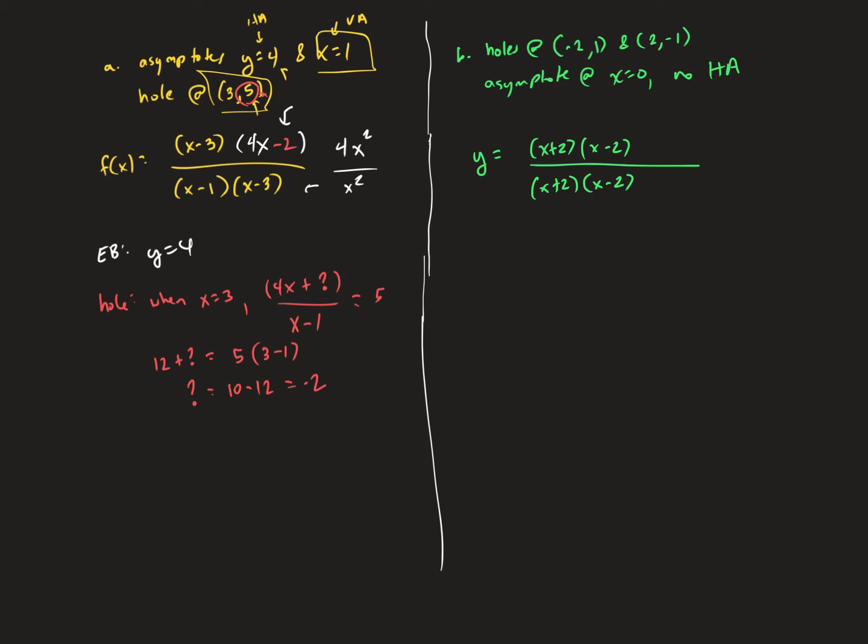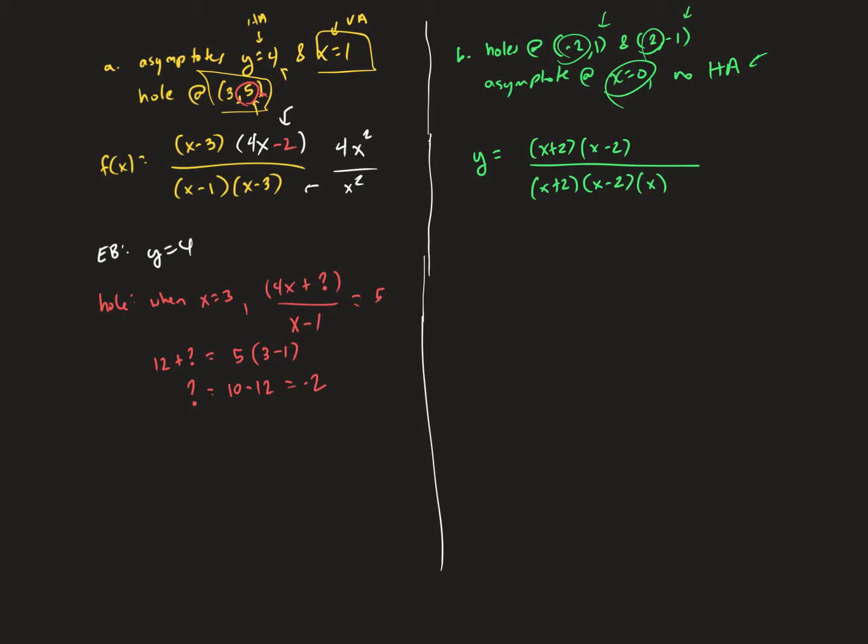We have a horizontal asymptote. We don't have one, so we'll deal with that in a second. And a vertical asymptote at x equals 0. So we need a factor on the bottom that doesn't cancel. That gives me 0. So that would be x. Now, we've satisfied the -2, the 2, and the x equals 0. So now we need to satisfy the y values of the holes and the horizontal asymptote piece.